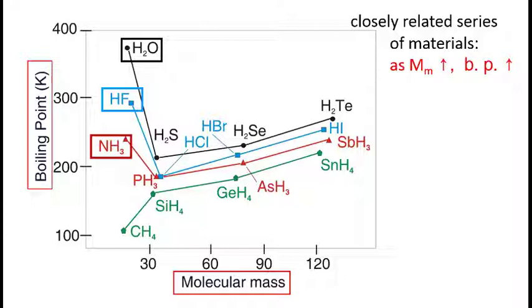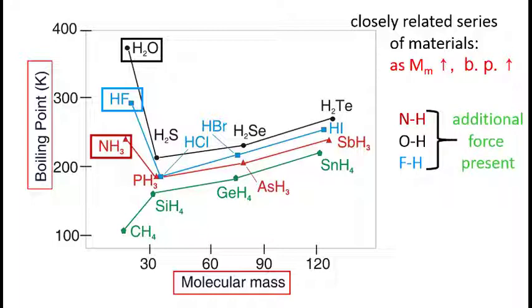This force is seen in general for molecules that have NH, OH, and FH bonds. The additional force is called hydrogen bonding. Molecules that have a hydrogen directly bonded to N, O, or F are expected to have hydrogen bonding as an intermolecular force. They are expected to display unexpectedly high boiling points compared to similar molecules that don't have those bonds.